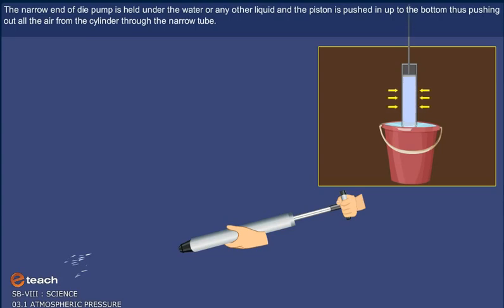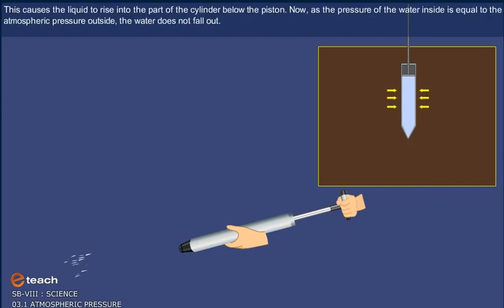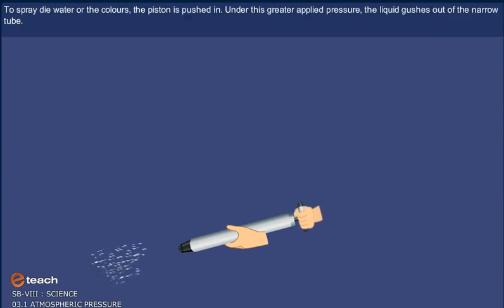This reduces the pressure there. Now the piston is pulled up. This causes the liquid to rise into the part of the cylinder below the piston. Now, as the pressure of the water inside is equal to the atmospheric pressure outside, the water does not fall out. To spray the colored water, the piston is pushed in. Under this greater applied pressure, the liquid gushes out of the narrow tube.